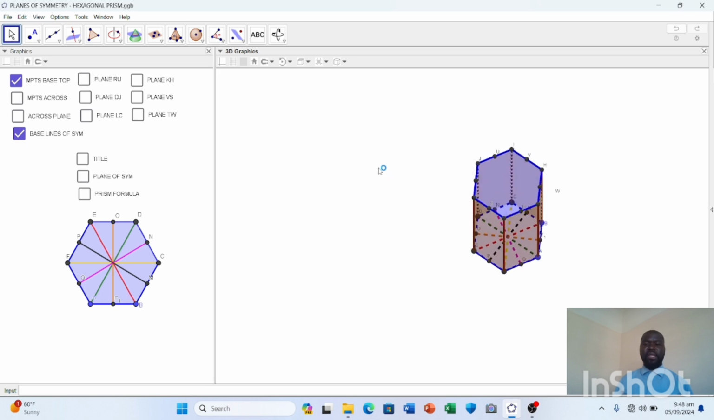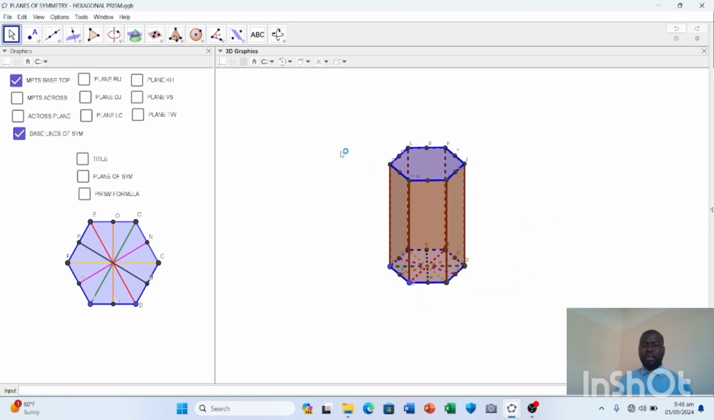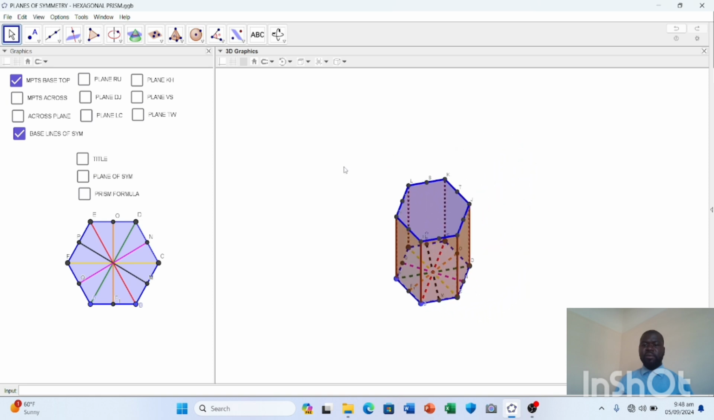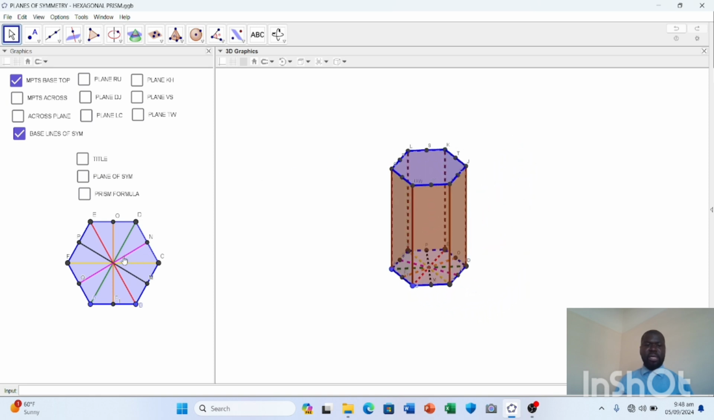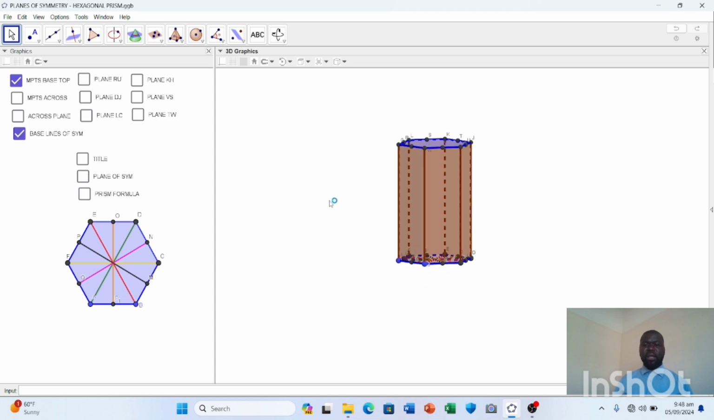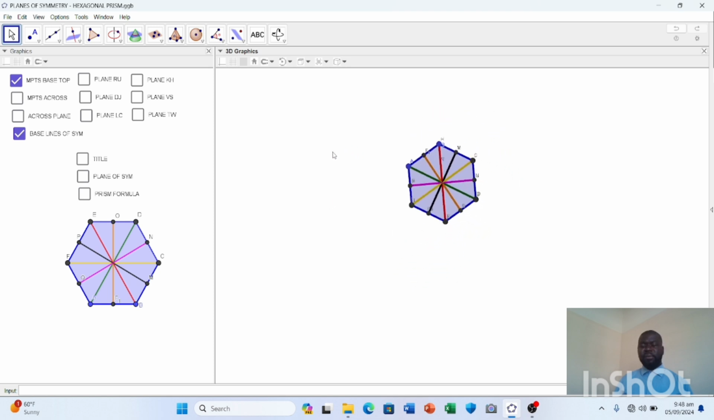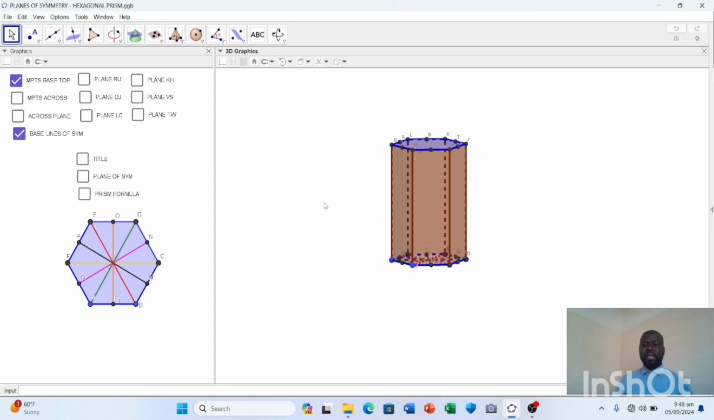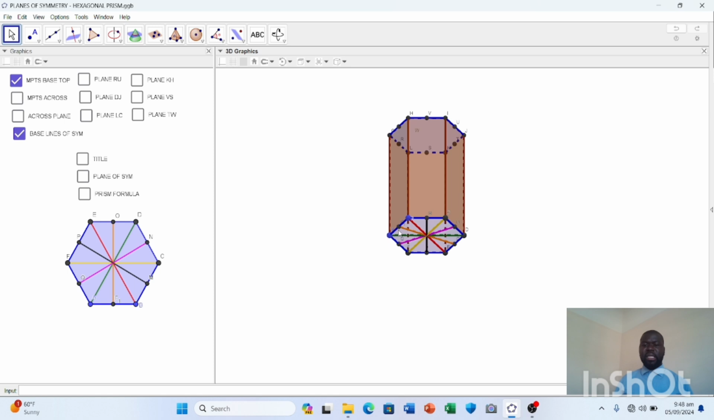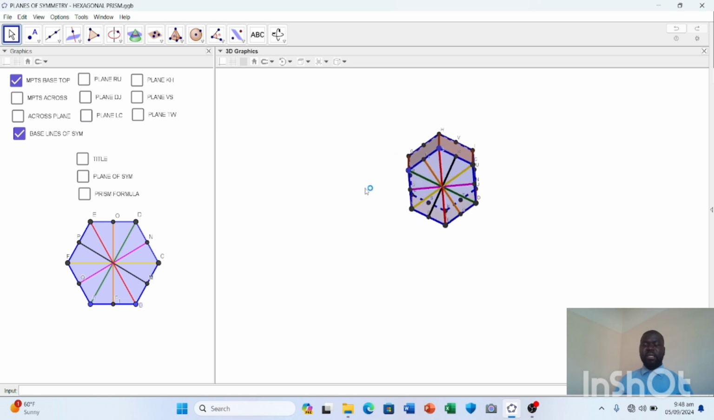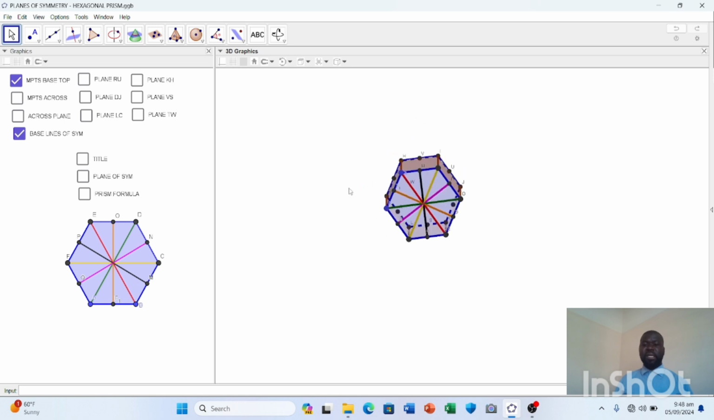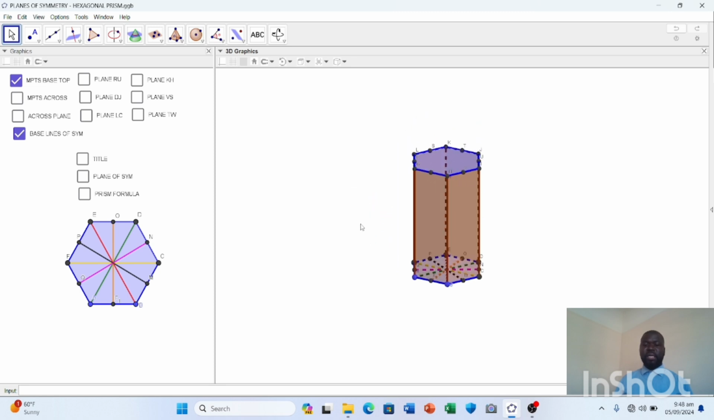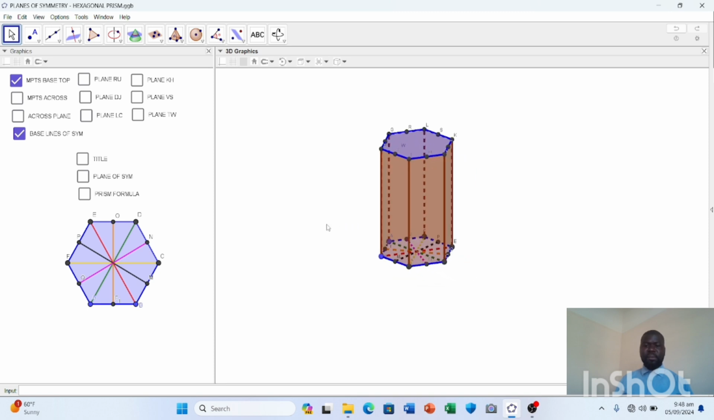So, this is our regular hexagonal prism in 3D view. And on our left here, this is the base. And we are able to see the base and the lines of symmetry in the 3D view. Let's now demonstrate the planes of symmetry that these lines of symmetry in the base will produce in the solid. Let's see the planes of symmetry.